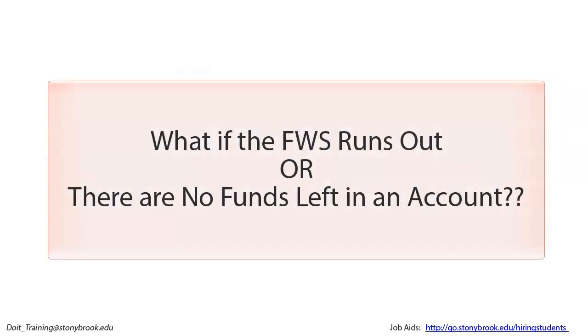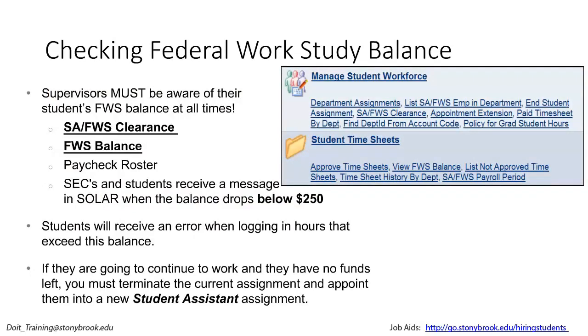What if federal work-study runs out, or there are no funds left in an account that pays the student's salary? Supervisors must be aware of their student's federal work-study balance at all times. This balance can be found on the clearance page, the federal work-study balance page, and on the roster that comes with student paychecks. Also, SECs and students will receive an email if the balance drops below $250. Students will receive an error when logging in hours that exceed this balance. If they are going to continue to work and have no funds left, you must terminate the current assignment and appoint them into a new student assistant assignment.